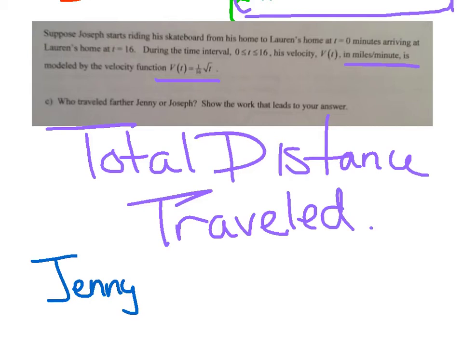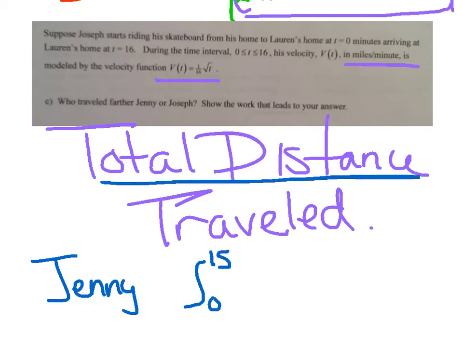Okay, so Jenny, I'm going to calculate her area from 0 to 15, and remember, total distance traveled is the absolute value of velocity. So watch that integral setup. Remember, we want a setup and an answer. For total distance, we've got to use the absolute value, and make sure you have a nice dt on the end here, from 0 to 15.